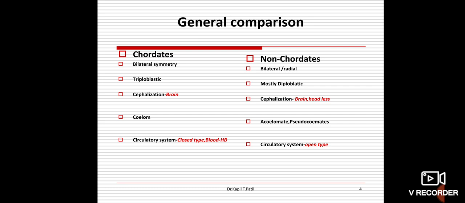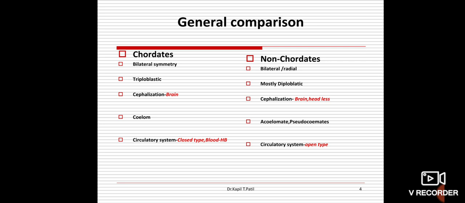Next point, generally or mostly all chordates are triploblastic. Triploblastic means their body is made of three germ layers, but non-chordates are mostly diploblastic. Their body is made of two germ layers, ectoderm and endoderm. In a chordate, three germ layers including ectoderm, endoderm and mesoderm are there.